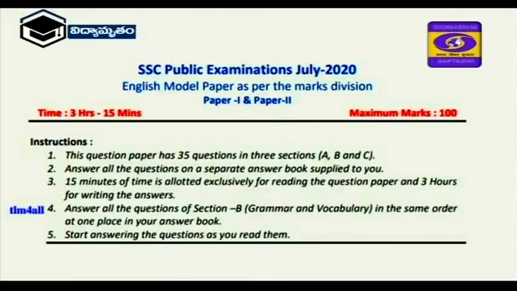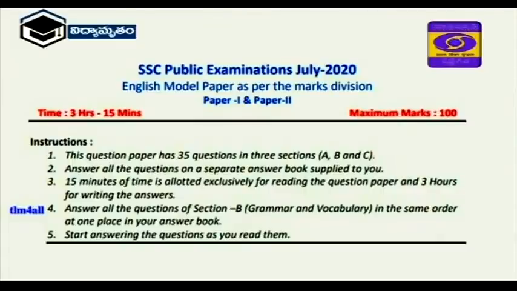Here are the instructions given. 5 instructions are given. The question paper has 35 questions in 3 sections, A, B and C. The second one is to answer all the questions on a separate answer book supplied to you. You should remember this. This is the major change that has taken place this year. You are going to be given a separate answer book in which you have to answer all the questions. That means question number 1 to question number 35, all are to be answered in the answer book supplied to you. The third instruction is that 15 minutes of time is allotted exclusively for reading the question paper and 3 hours for writing the answers. That means you should not neglect going through the question paper once.